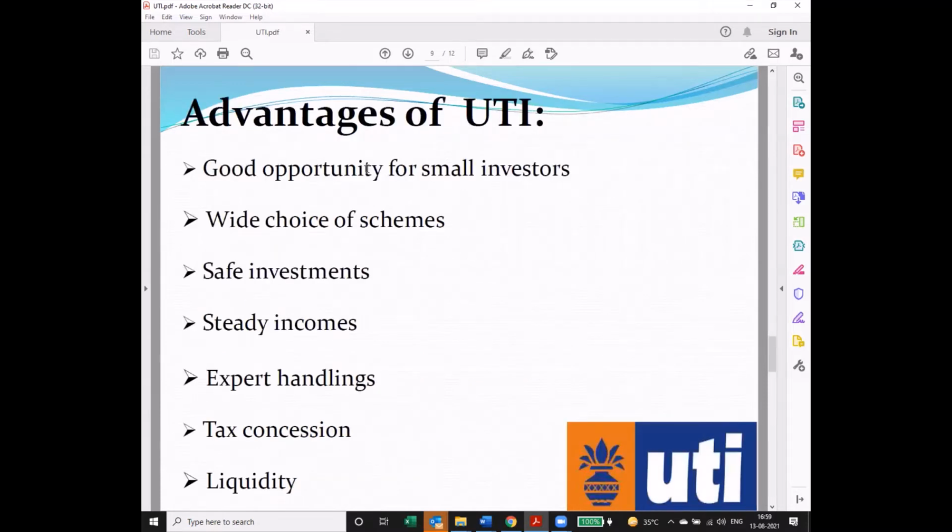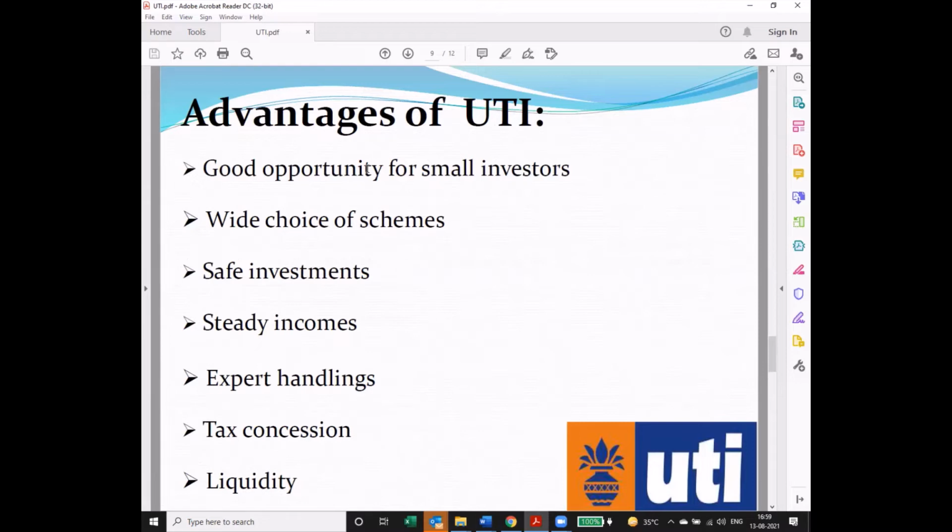These were the advantages that broadly UTI had. One is that it was a good opportunity for all small investors. They had choices of schemes to invest into. Plus, they had an objective to meet for children's education, for marriage, right? All these things they could invest for, for their retirement, they could plan safe investments.